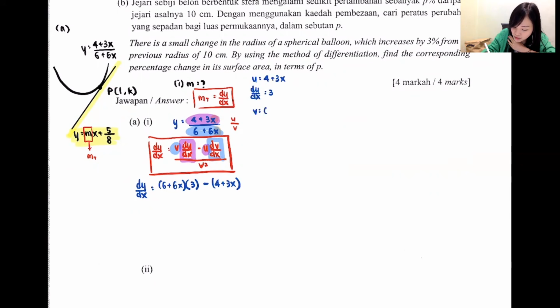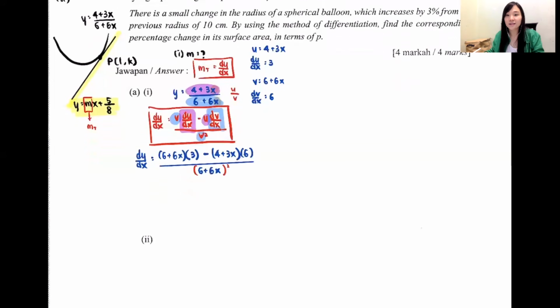So guys, your v is the bottom one, the blue color one, 6 plus 6x. If you differentiate it, isn't it going to be 6, continue over v squared? V is the blue color one. So v is 6 plus 6x, but look carefully, they want 6 squared. So add a bracket, add a square.